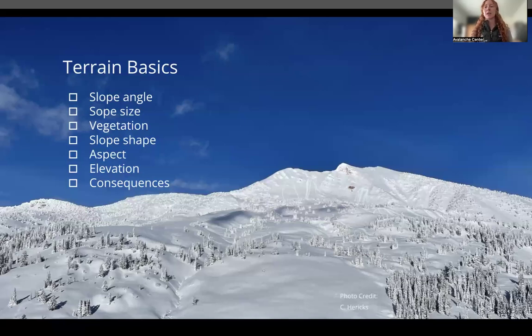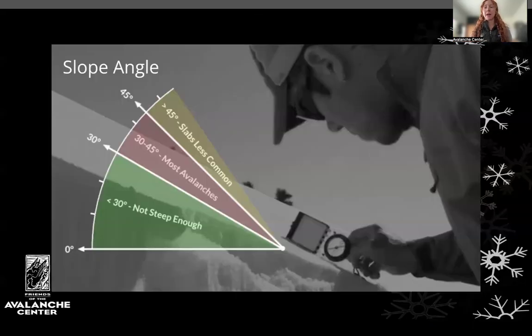Some terrain basics we're going to go over. We're going to talk about the slope angle, slope size, vegetation, slope shape, aspect, elevation, and consequences. So slope angle, very simple, very important. Most avalanches occur between 30 and 45 degrees. And that's where we often like to recreate. Less than 30 degrees are often not steep enough to slide. Now, that doesn't mean they don't slide, but they are less often. And anything over 45 degrees, slabs are less common to form there because the snow is constantly shedding off those steeper slopes.